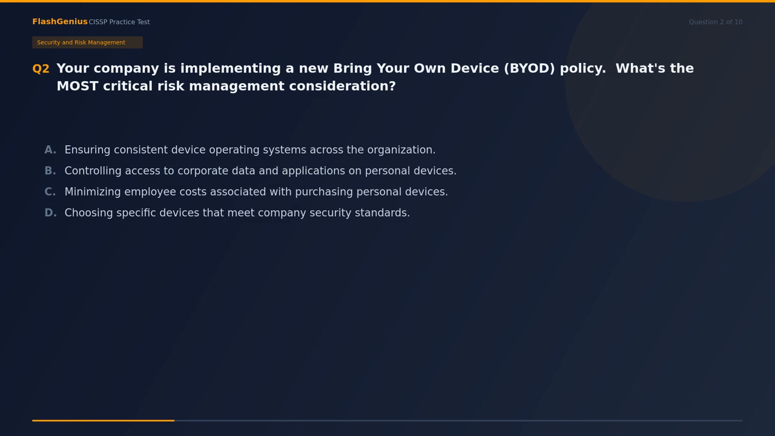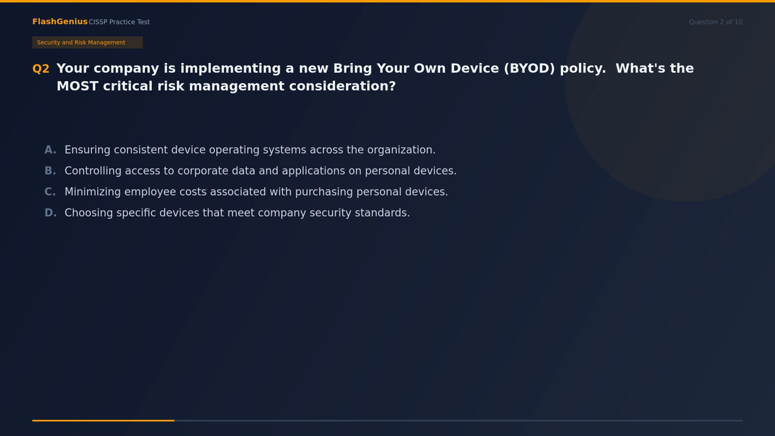Question 2. Your company is implementing a new Bring Your Own Device, BYOD, policy. What's the most critical risk management consideration? Option A, ensuring consistent device operating systems across the organization. Option B, controlling access to corporate data and applications on personal devices.